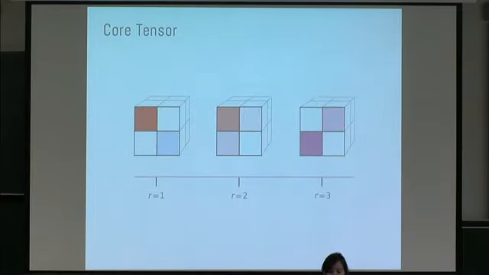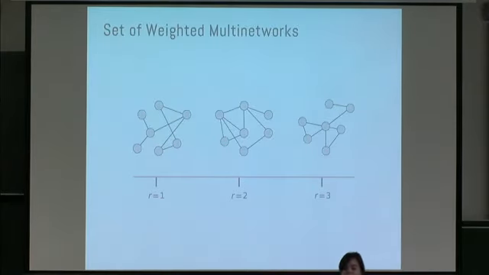So I want to take a moment just to dig into this core tensor. Just as a reminder, its modes are communities, topics, and regimes. But we can equivalently think of this 4-mode core tensor as a set of 3-mode tensors, one per regime. And when we do this, we can then interpret each of these 3-mode tensors as a weighted multi-network, just as we did earlier for our count tensor.